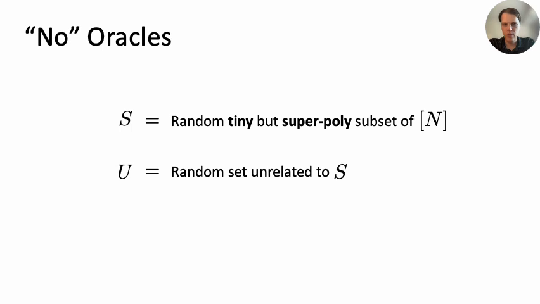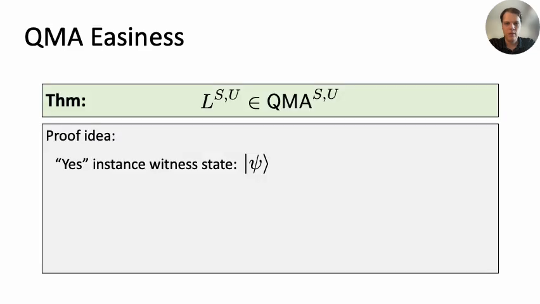Now, what do our no oracles look like? Well, informally, our oracles are going to be S set to a tiny but superpolynomial size subset of N, so much smaller than S in our yes instances. And U is going to be a random set that intuitively is unrelated to the set S. And it's straightforward to show that our oracles are actually in QMA.